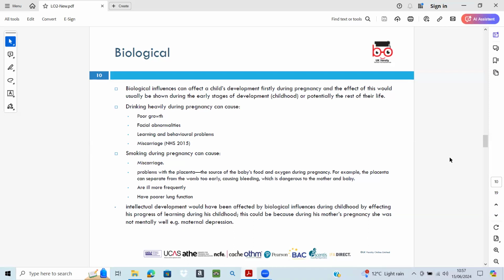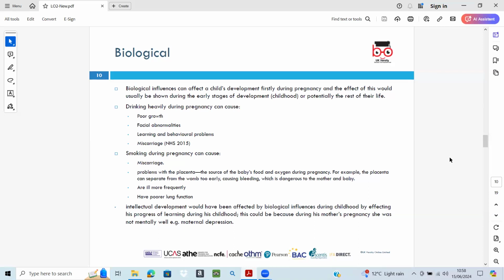Then we have the impact of smoking during pregnancy. It could have the effect of miscarriage. Smoking during pregnancy increases the risk of miscarriage, and it affects the stability of the pregnancy. Then we have placental problems. Smoking can lead to issues with the placenta, affecting the baby's nutrient and oxygen supply and posing risk to both the mother and the baby.